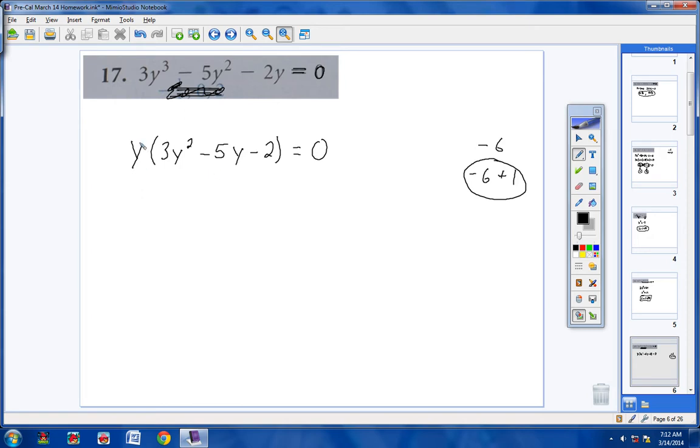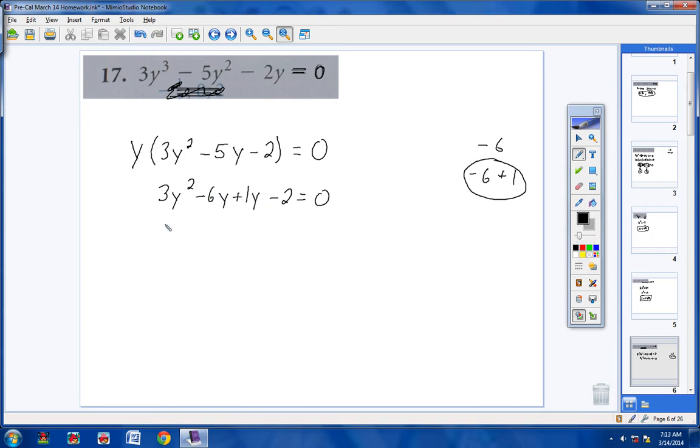So I'm going to forget about this y, okay? I'll bring it down later. Right now I'm just going to work with the trinomial right here. So bring down your 3y squared, bring down your negative 2, your equal sign, your 0. And right in the middle right here, we're going to put these two numbers: negative 6y, positive 1y.